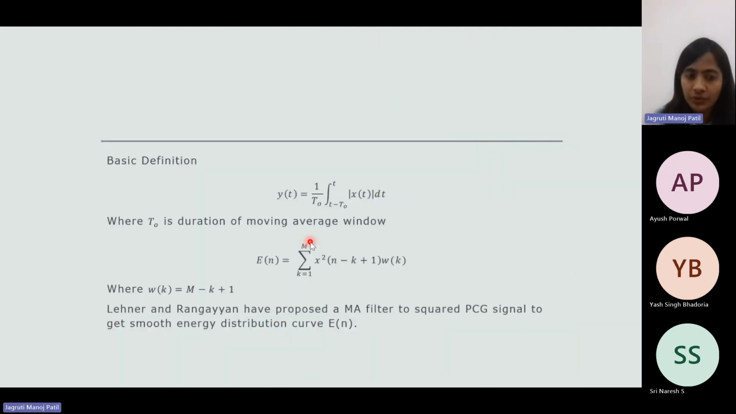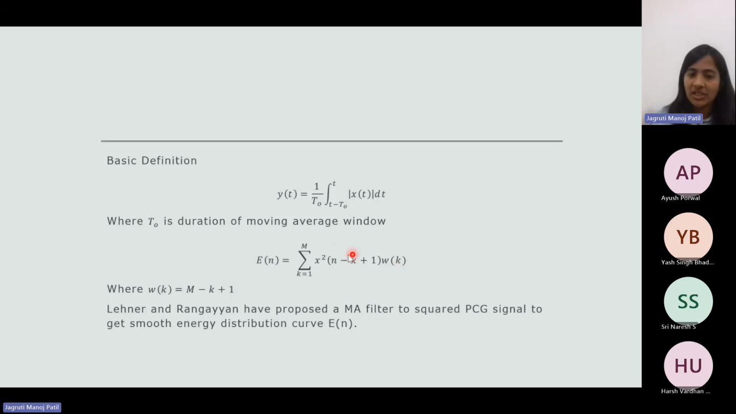So how do we do this? The basic definition for a signal is, at any instant of time, whenever it's varying, we take an average of that part, where T naught is the duration of the moving average window. Then we define the energy for the same, the energy at a particular instant of time, and the weighted function that we had initially. Here the window is placed such that the signal is causal, and the weighted window function is given by m minus k plus 1.